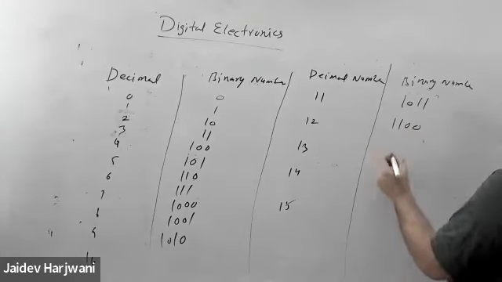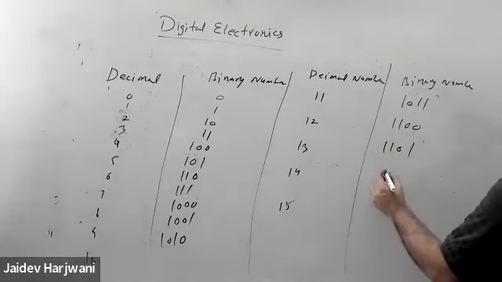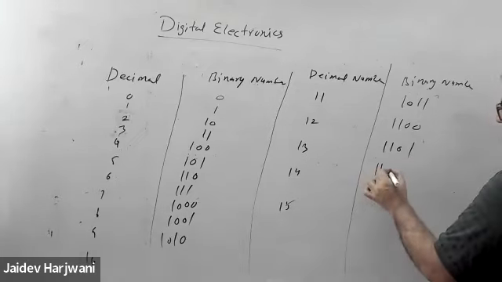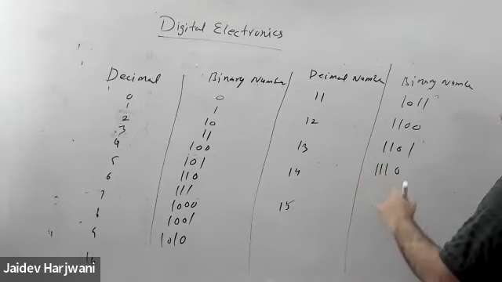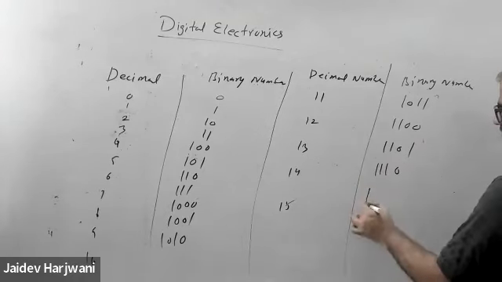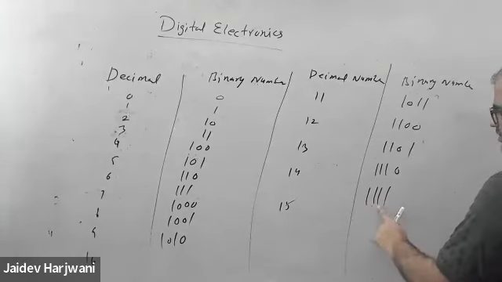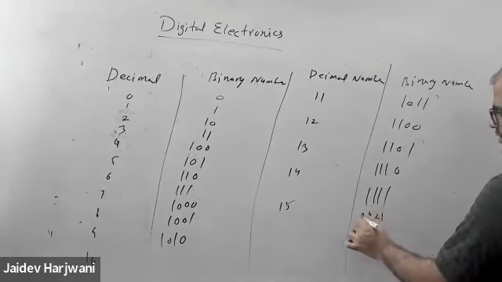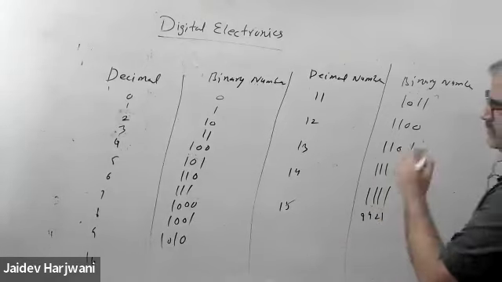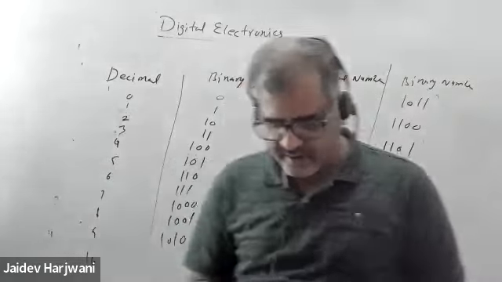13 is 1101. 14 will be what? How should I write 14? 1110. 2 plus 4 and 8, 14. And now 15 will be 1111. So this is 1, 2, 4, 8, that is 15. 3, 7, 15. So you should remember these things, because we will be repeatedly using these numbers.